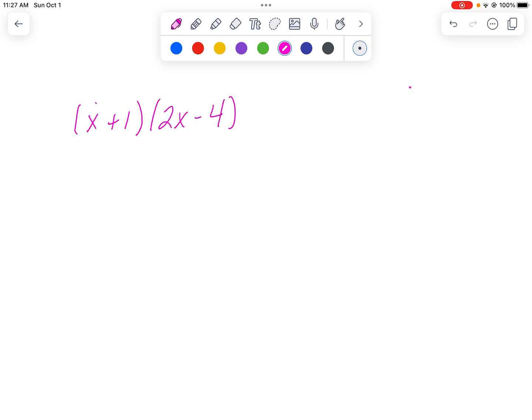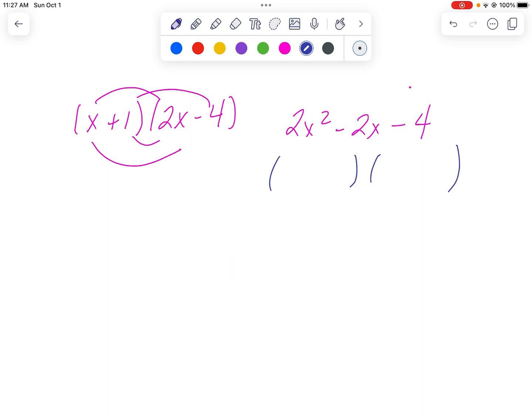And then you learned how to multiply that out and get a polynomial, so 2x squared, and so on. And then you would learn how to factor that. So you learn to multiply things out, and then you learn how to unmultiply them.